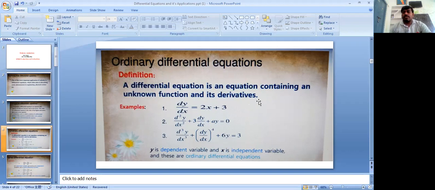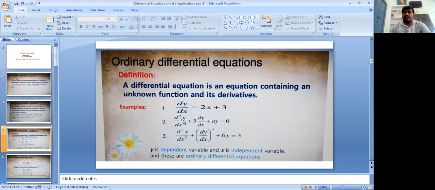A differential equation is an equation containing an unknown function and its derivatives. For example, dy by dx is equal to 2x plus 3. In the LHS, the equation involves a derivative, with y as the dependent variable and x as the independent variable. Therefore, one dependent, one independent, this is an ordinary differential equation.